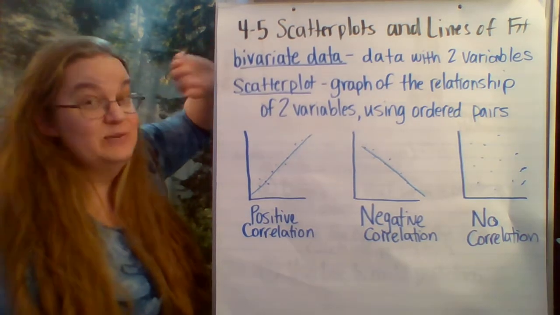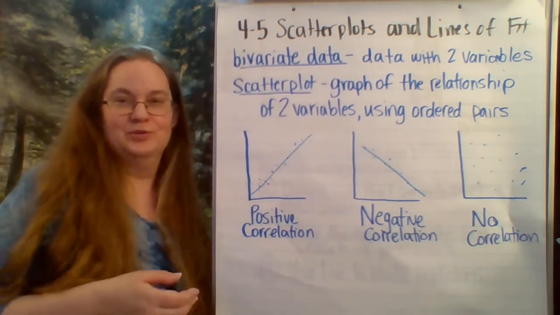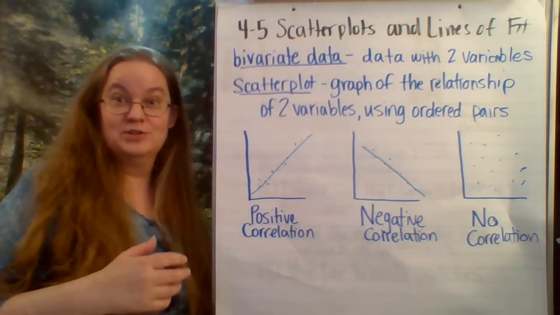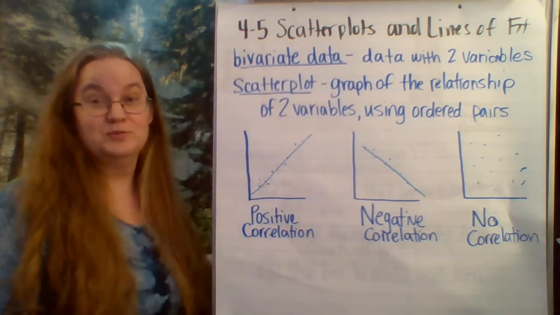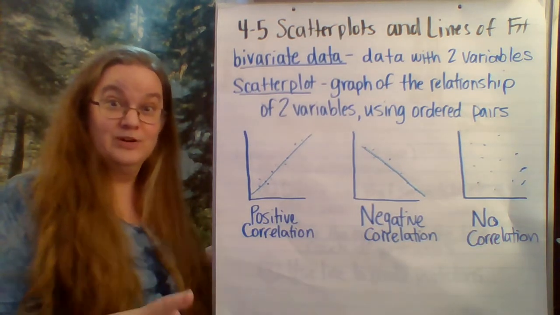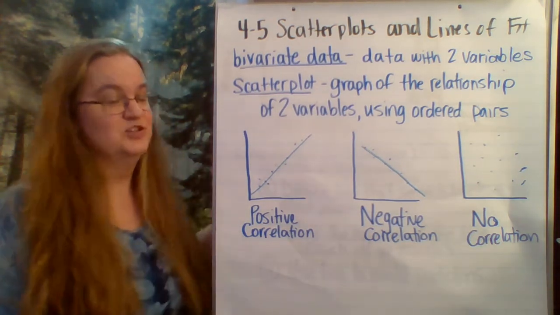Bivariate data is a fancy way of saying we have two variables. Like the amount of money you earn based on the number of hours. So hours and money earned. Those would be examples of bivariate data. You've got those two variables going on and there's some sort of relationship.